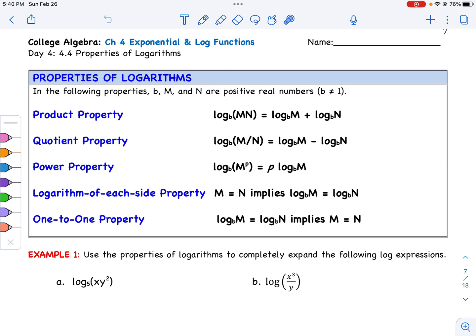Then the power property shows that this p-value, this exponent, can pop out in front like that. So you'll see we'll do that actually a lot when we're condensing and expanding today. So power property is going to be a big one.